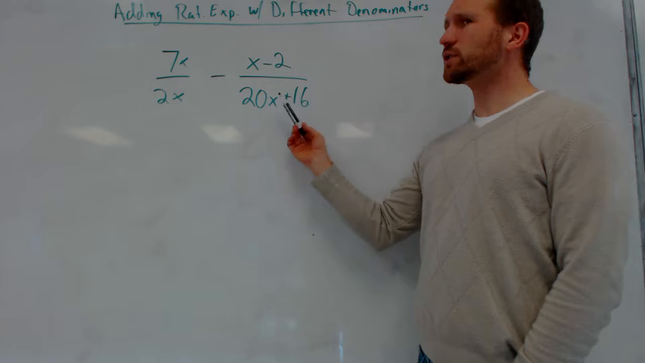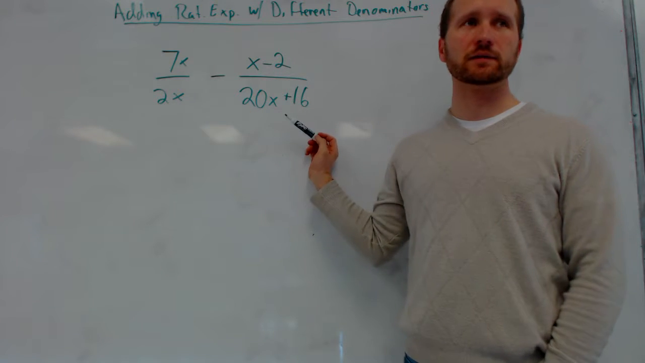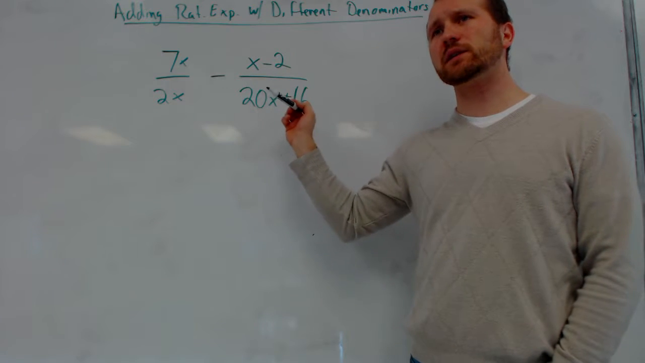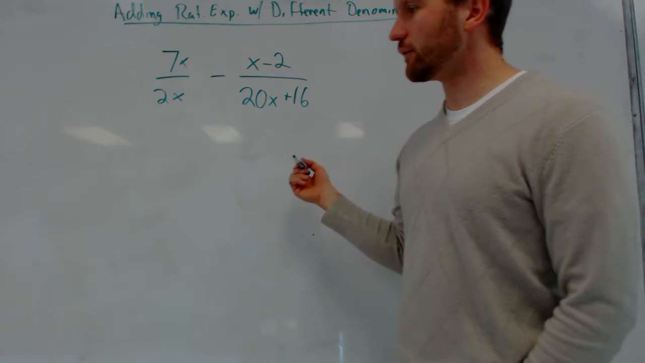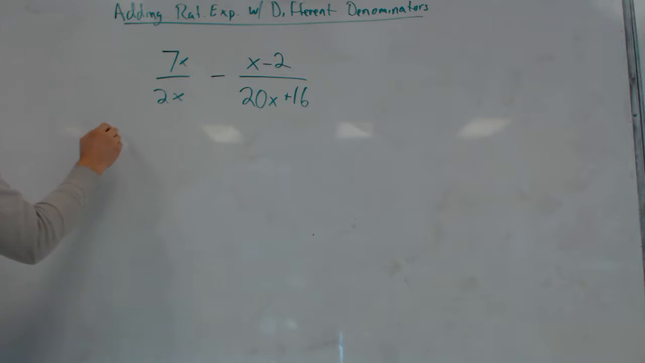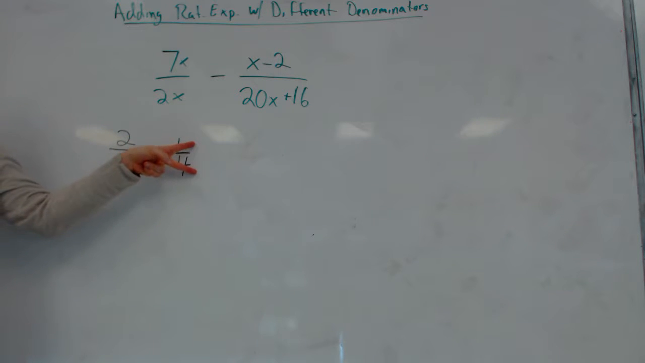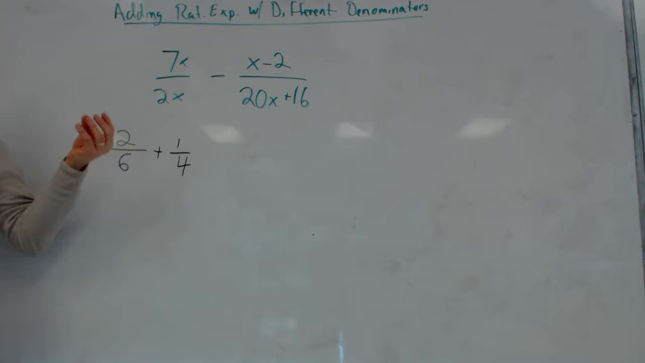Okay, so the issue here is that we do not have the same denominators, right? So I have to figure out what are the factors in each denominator. Just like if we were adding a fraction like 2/6 plus 1/4, I wouldn't necessarily just multiply this times 4 over 4 and this times 6 over 6, because there's a smaller least common denominator, which is 12.